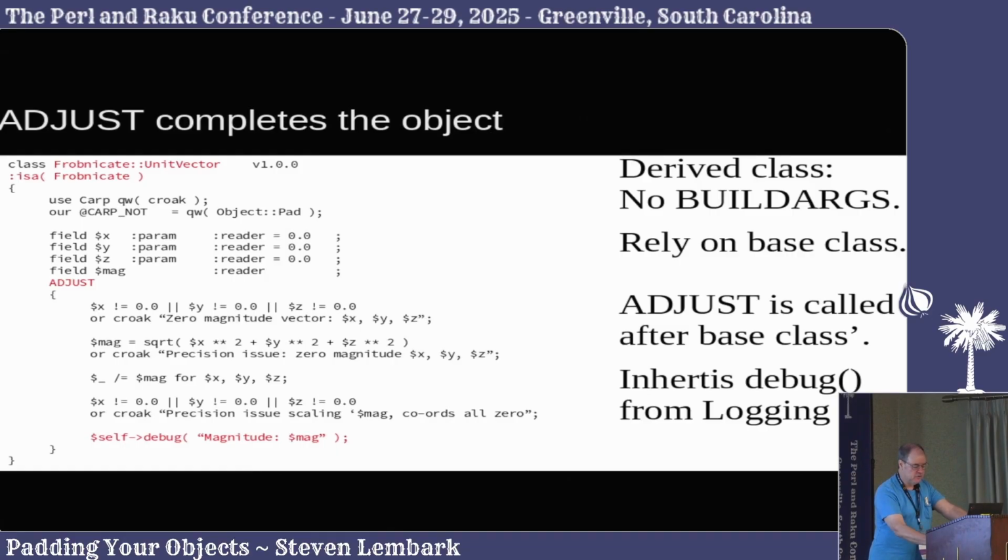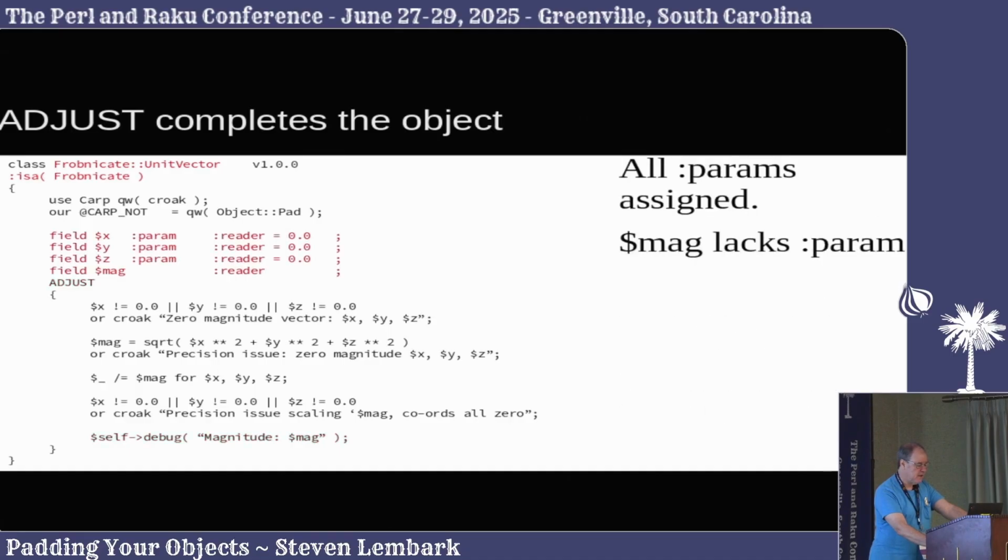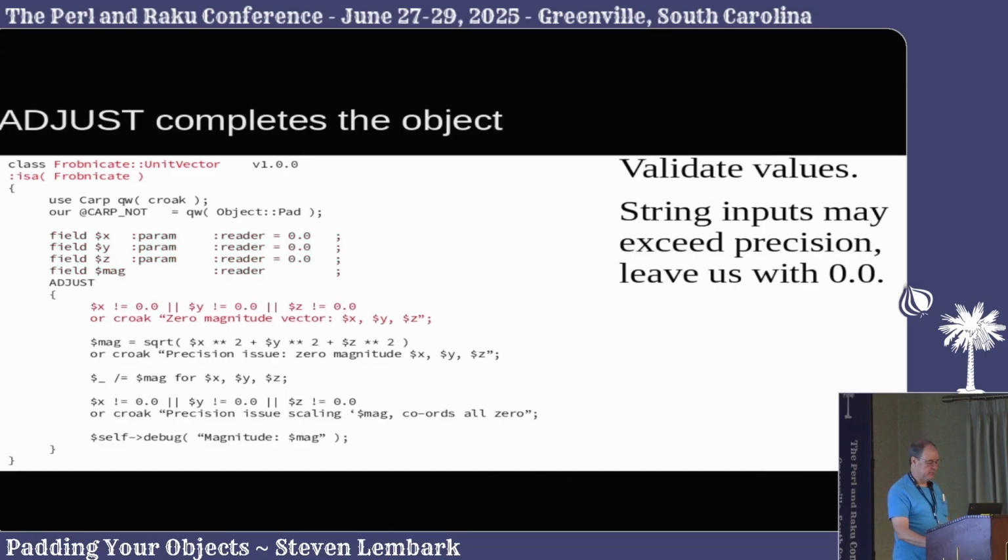I go into my adjust block, and I start with all these fields. Notice mag doesn't have a param. I can't trust you to compute the magnitude properly. So what I'm going to do, I'm going to start by saying x and y and z, if you give me a 0 magnitude, I'm dead.